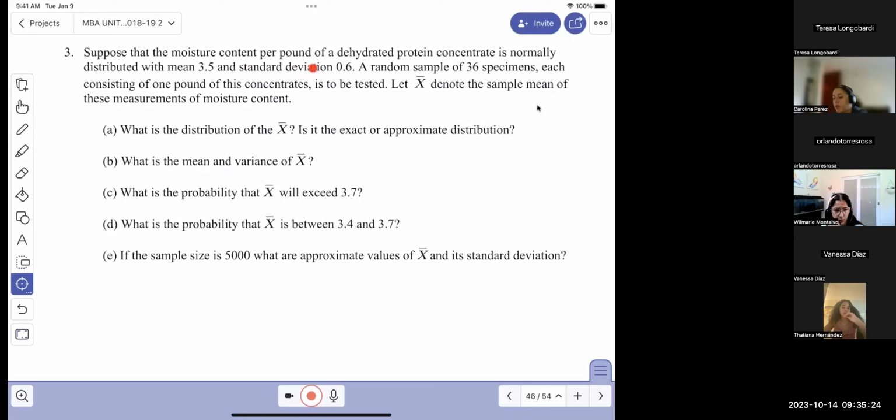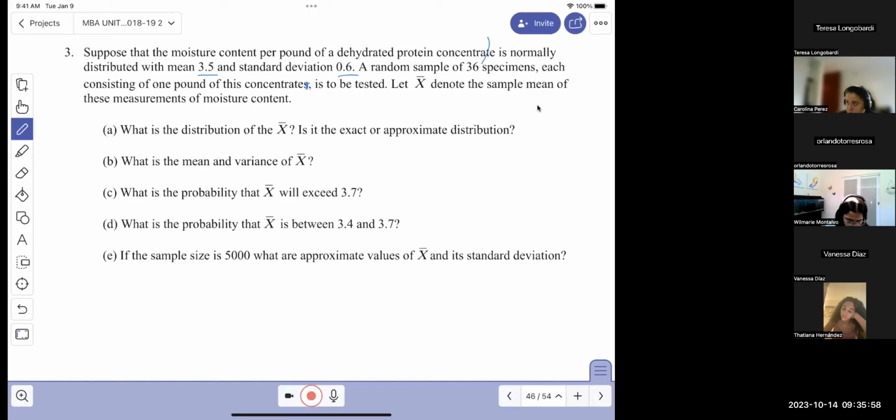Suppose that the moisture content per pound of a dehydrated protein concentrate is normally distributed with a mean of 3.5 and standard deviation of 0.6. A random sample of 36 specimens, each consisting of 1 pound of this concentrate, is to be tested. I think it's just this typo here.